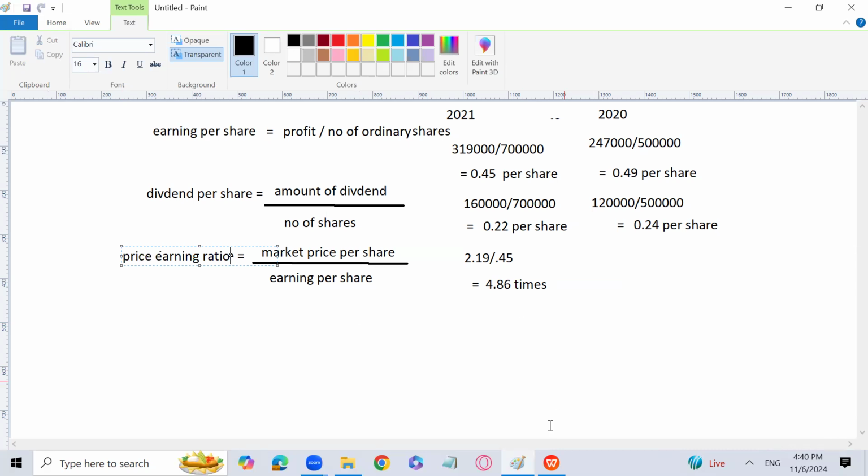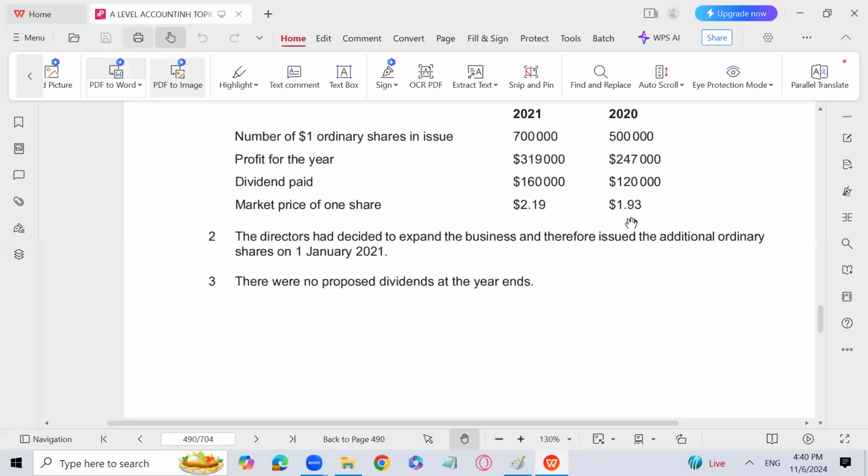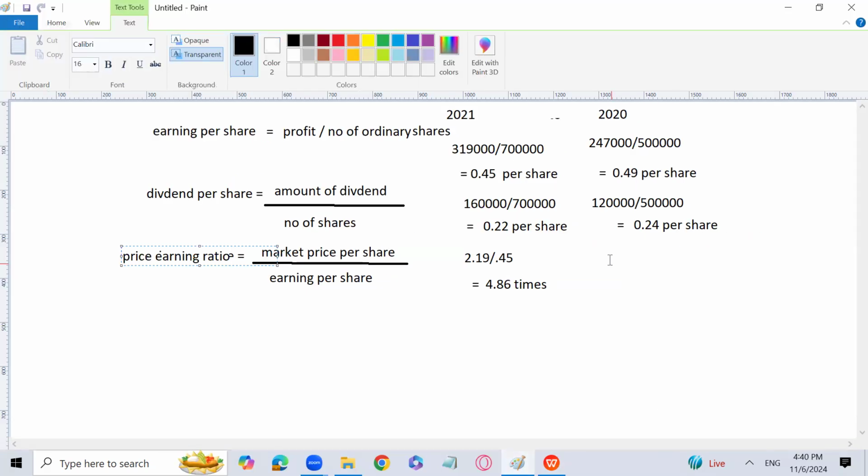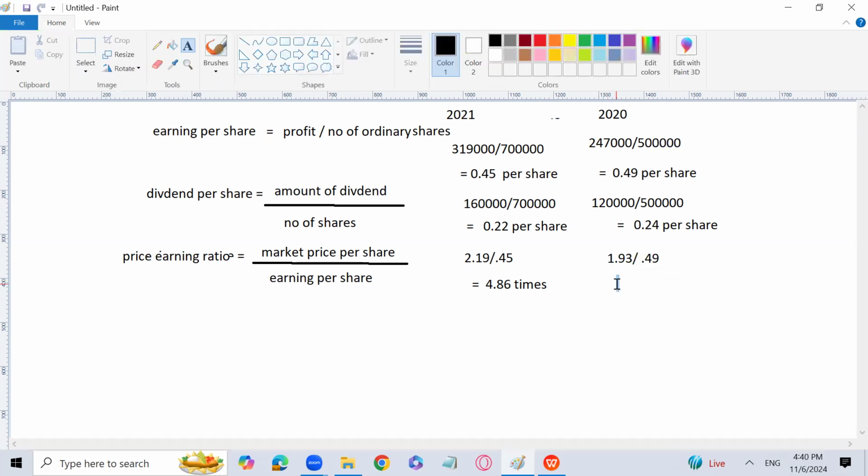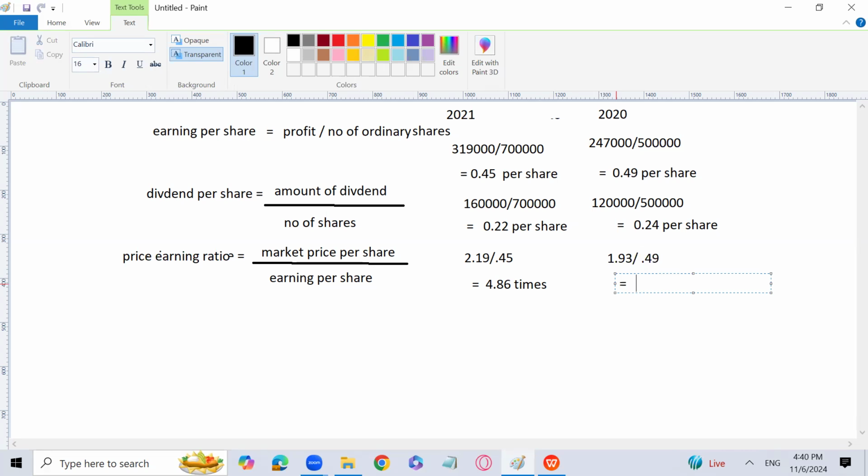Next, for 2020, the market price per share is 1.93 and we have calculated earning per share as 0.49. So 1.93 divided by 0.49 gives 3.93 times. So it shows that in 2021, our price earning ratio has increased. It has gone better. It means that investor confidence in the shares will increase.